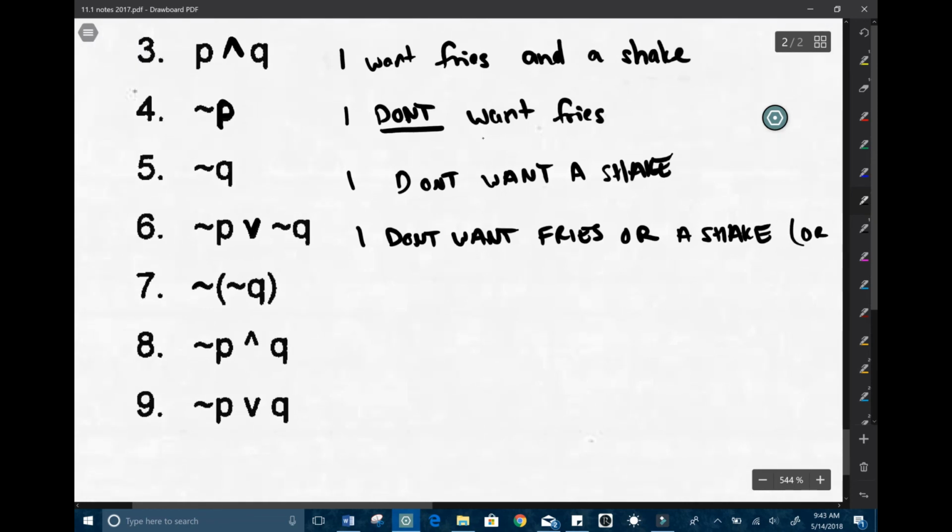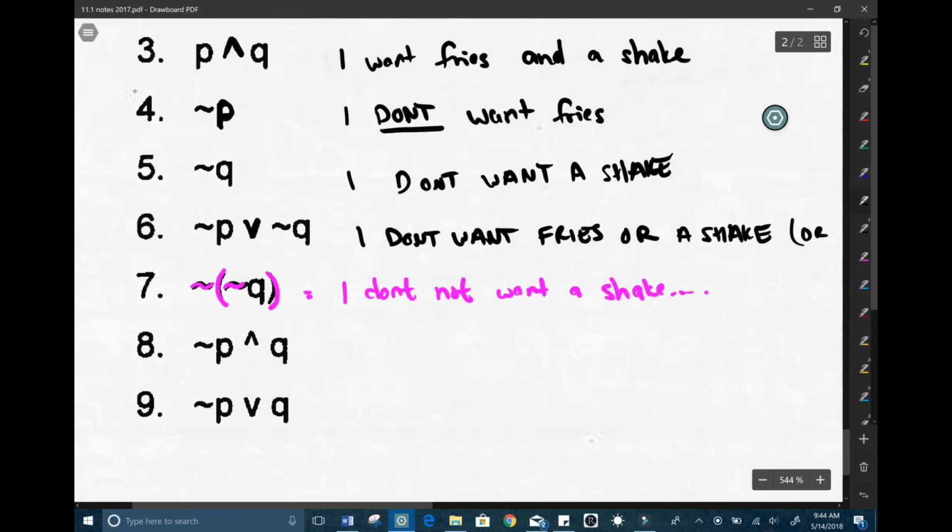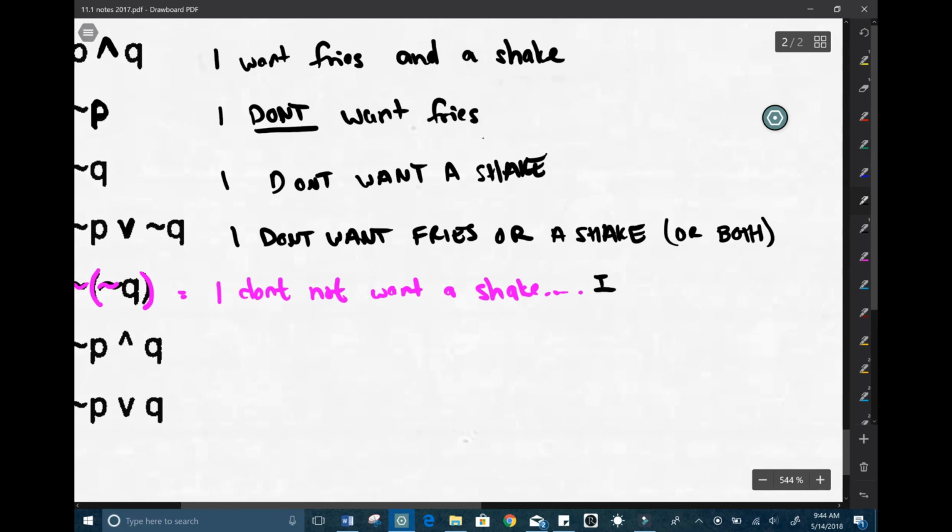Not. So when we see this, it's a double negation. You guys have heard that in probably English class. A double negation is just going to cancel everything out. So really, it's saying I do want a fry. So I don't not want a milkshake is really I want a shake. Okay, so you could just write that out.